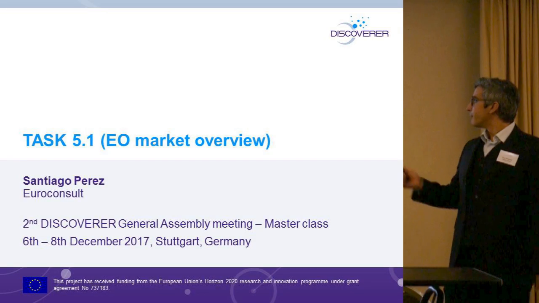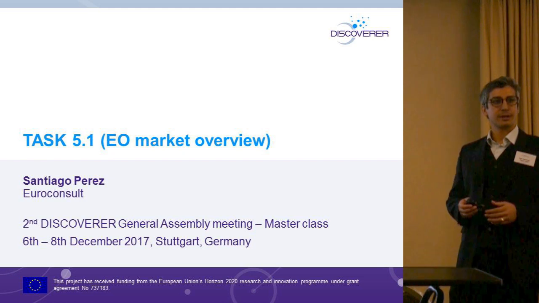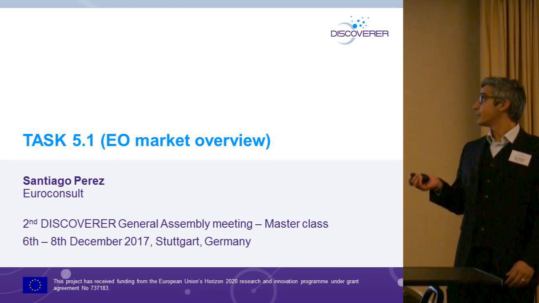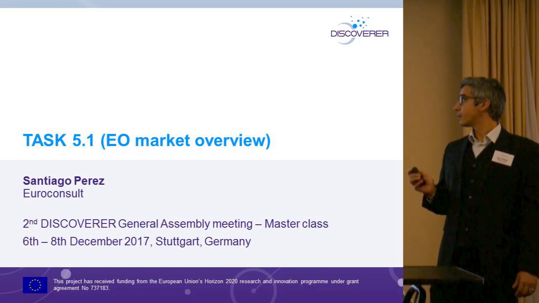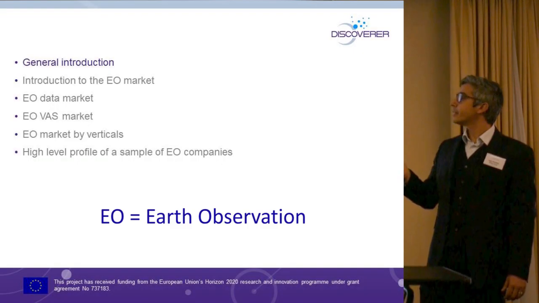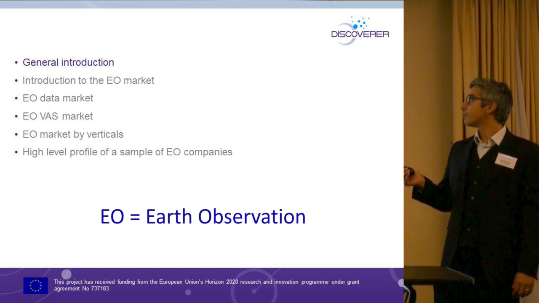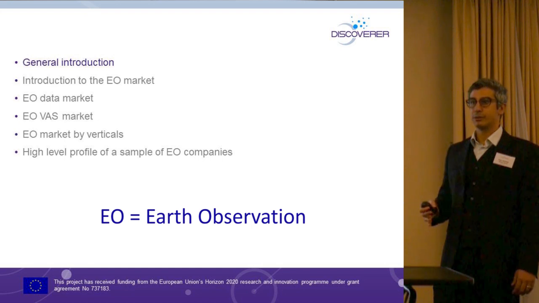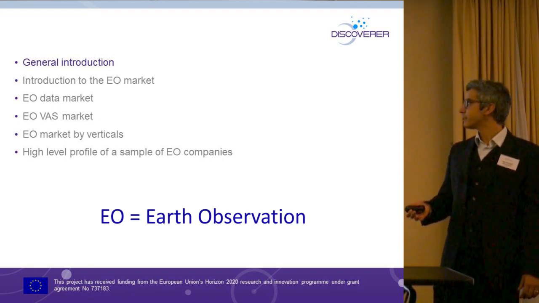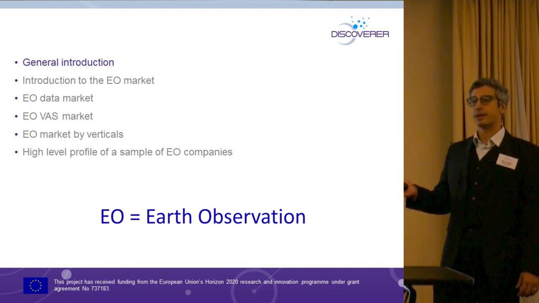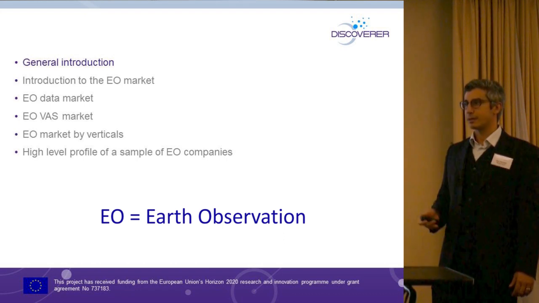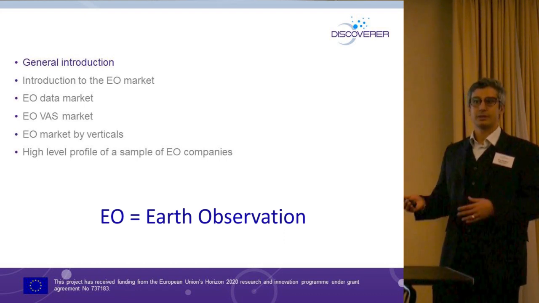Pleasure to make this presentation on the findings of task 5.1 of this DISCOVERER study, which is named EO Market Overview. I will make a general introduction in general aspects, then I will go a little bit further into the EO market. We will have a look into the EO data market, then the value-added services. We will have a look also into the market by verticals, and then I will show you 3 high-level profiles we have made or we have included in this task.